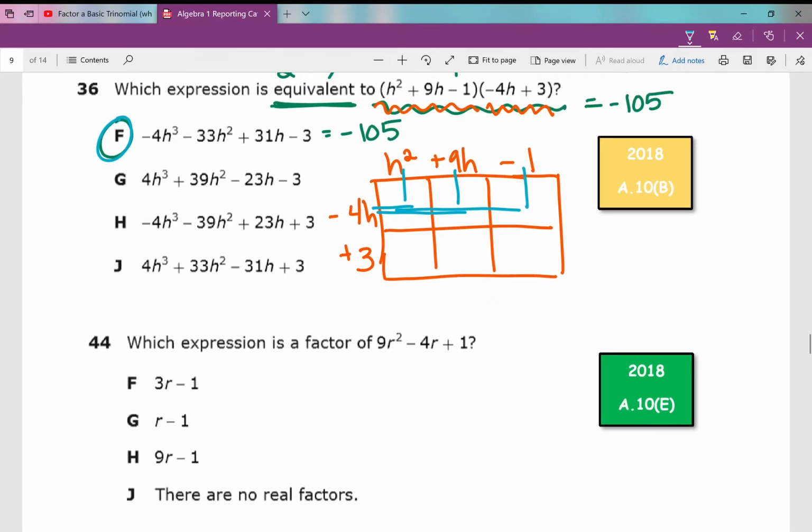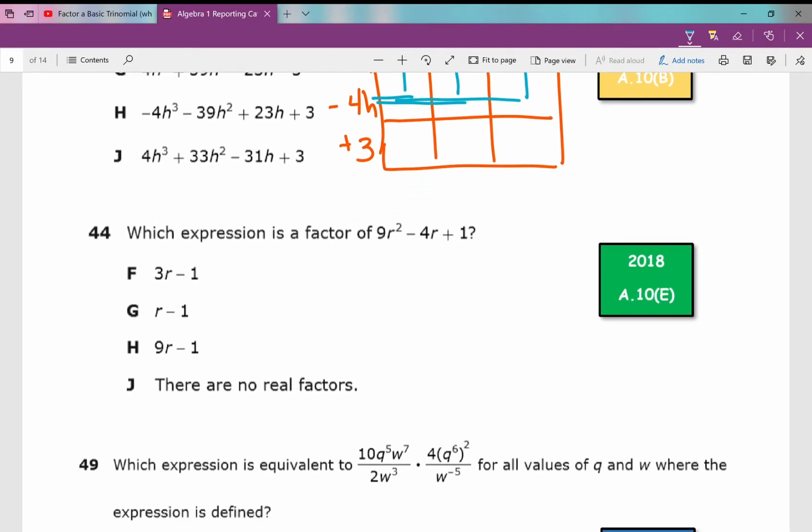All right. Number 44, which expression is a factor of? Again, because we only have one factor, there's no trick. You just have to know how to factor. So this again is a slip and slide trinomial. I need to slip A into C by multiplying, and I get r squared minus 4r plus 9. I need two numbers that multiply to 9, add to negative 4.